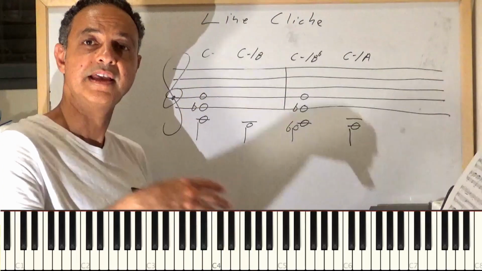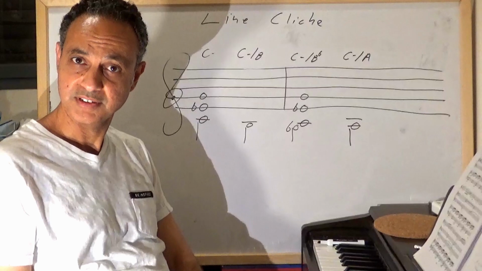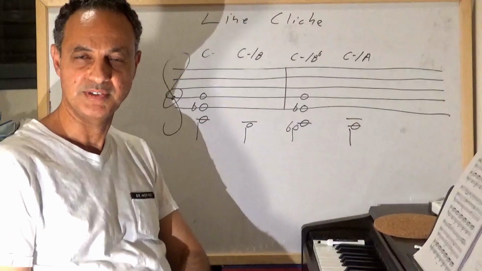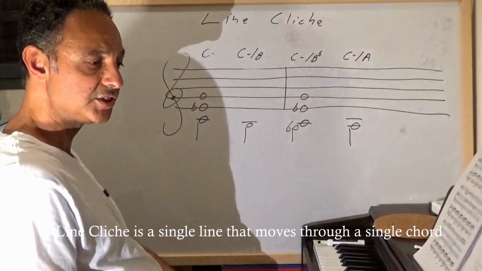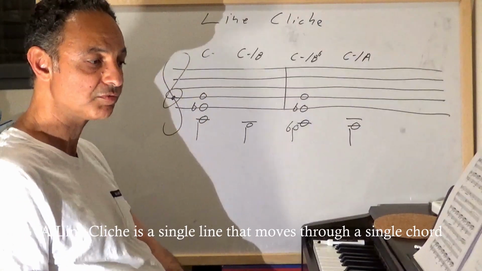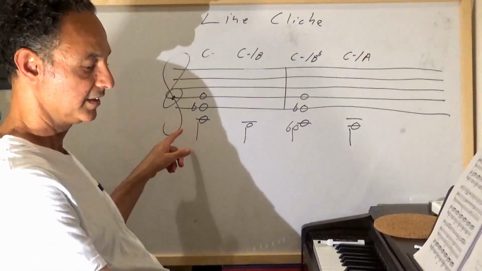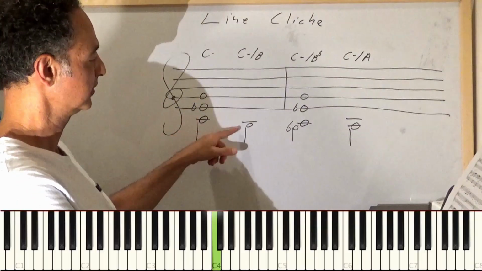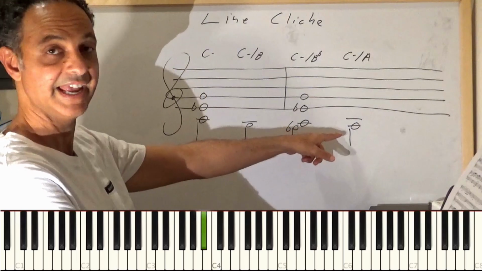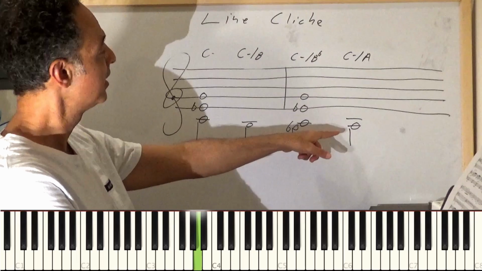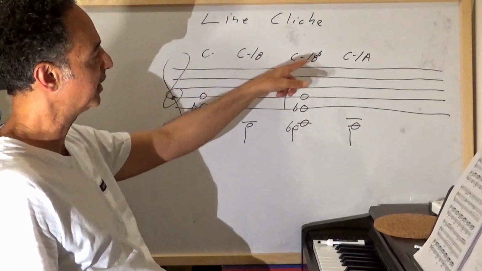So instead of having the same chord for two measures, we have a little bit more movement and different colors. So the line cliche is a single line that moves through a single chord. The single line is this, of course, the B that goes to B flat, and A, that moves through a single chord, C minor.